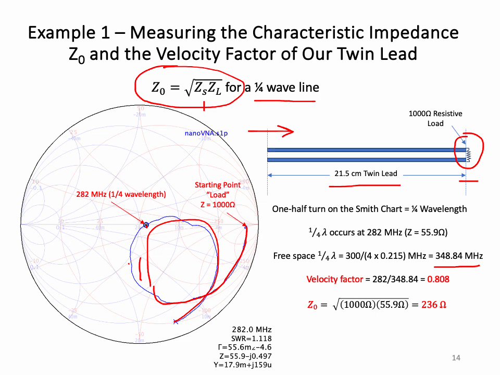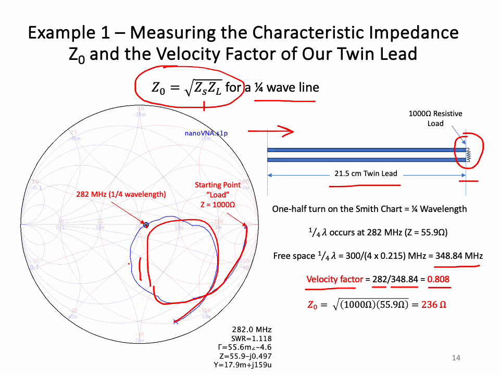The ratio of this measured frequency, at which the line represents a quarter wavelength, to the frequency of the same section in free space is what's called the velocity factor. The velocity factor is a measure of how much the wave front has slowed down due to the effects of the dielectric material. So the ratio of 282 megahertz measured in this quarter wavelength line to what the frequency would be in free space is 0.808 in this particular piece of twin lead, and that is the velocity factor.